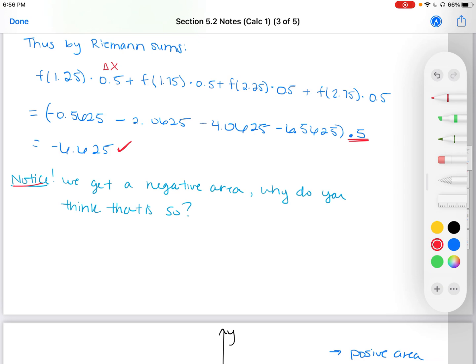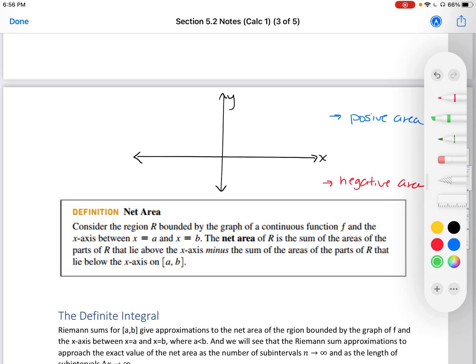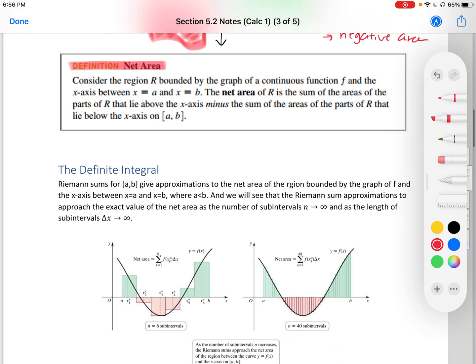Why do you think that's so? In a general sense, if we're working with a figure that is above our x-axis, we're always going to result in a positive area. If we work with an area that is below our x-axis, we're going to result in a negative area. Our definition for that is net area. Consider the region R bounded by the graph of a continuous function f and the x-axis between a and b. The net area of R is the sum of the areas of the parts of R that lie above the x-axis minus the sum of the areas of the parts of R that lie below the x-axis.